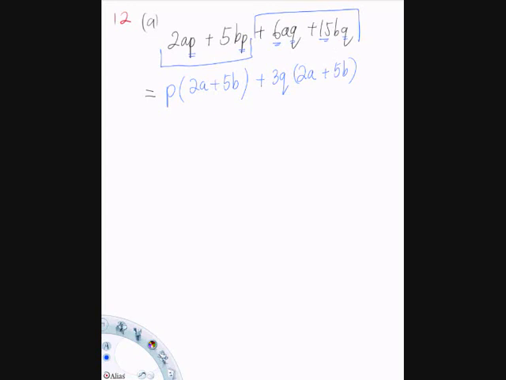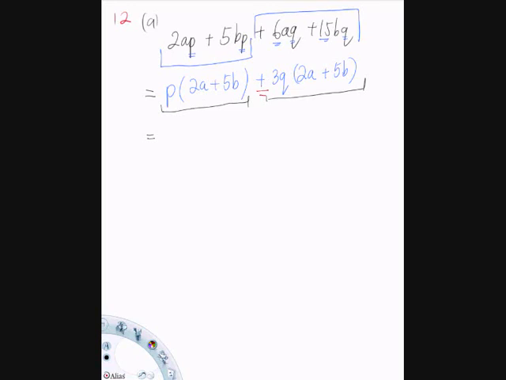Some of you have forgotten to put the sign. So please remember, when you are bringing out the common factor, in this case you are bringing out positive 3q. So we have 2 groups here.